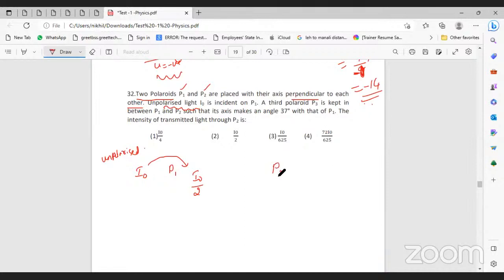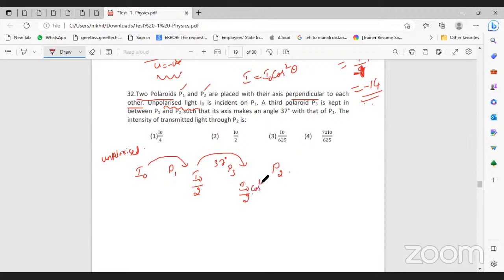So here there is another polaroid, P2. Between P1 and P2, there is a P3 polaroid which makes an angle of 37 degrees. Now from here to here, you know Malus law. Malus law tells that I is equal to I0 into cos square theta. So for this, the intensity will be I0 by 2 into cos square 37.